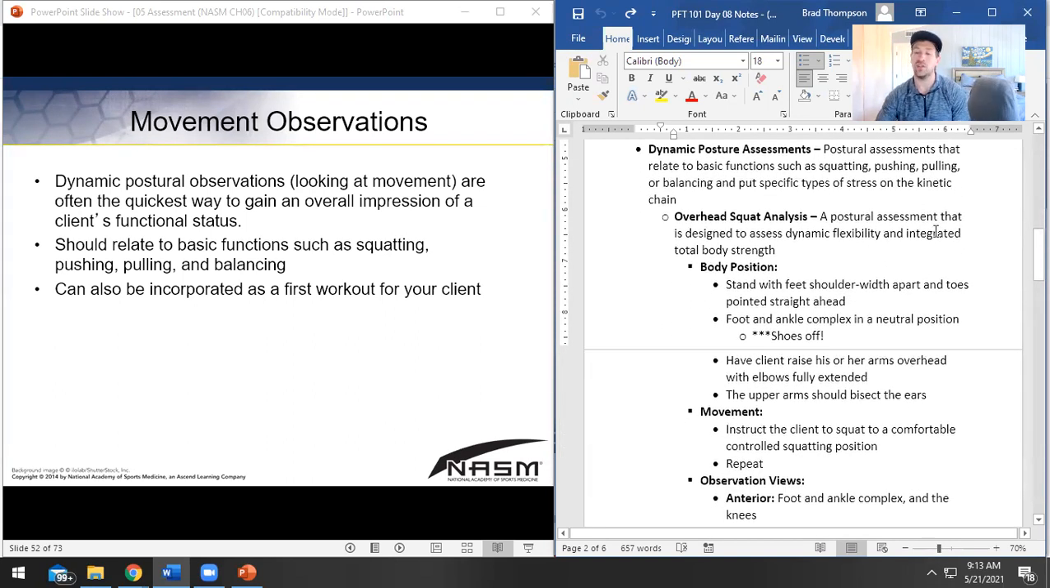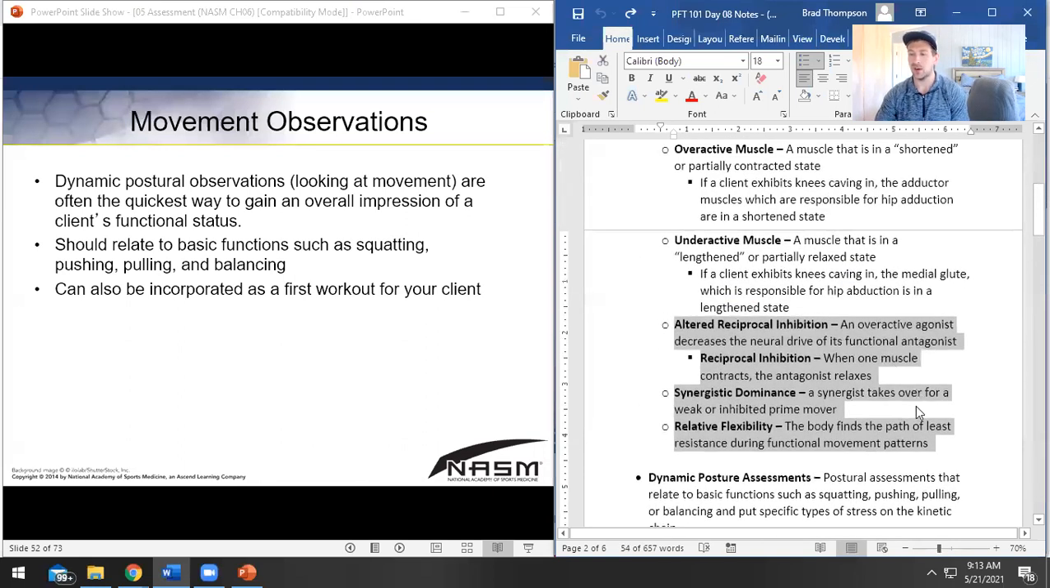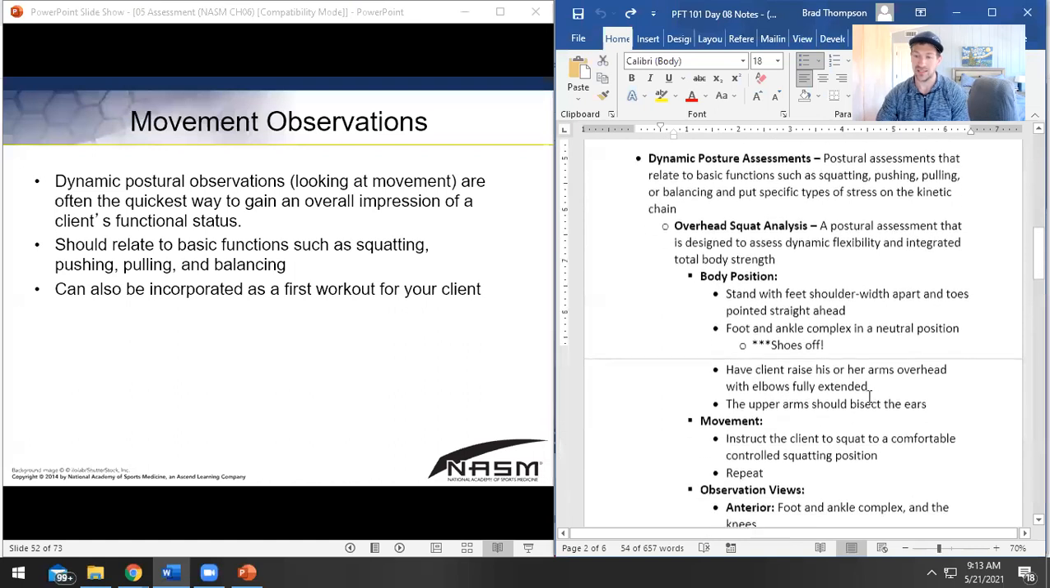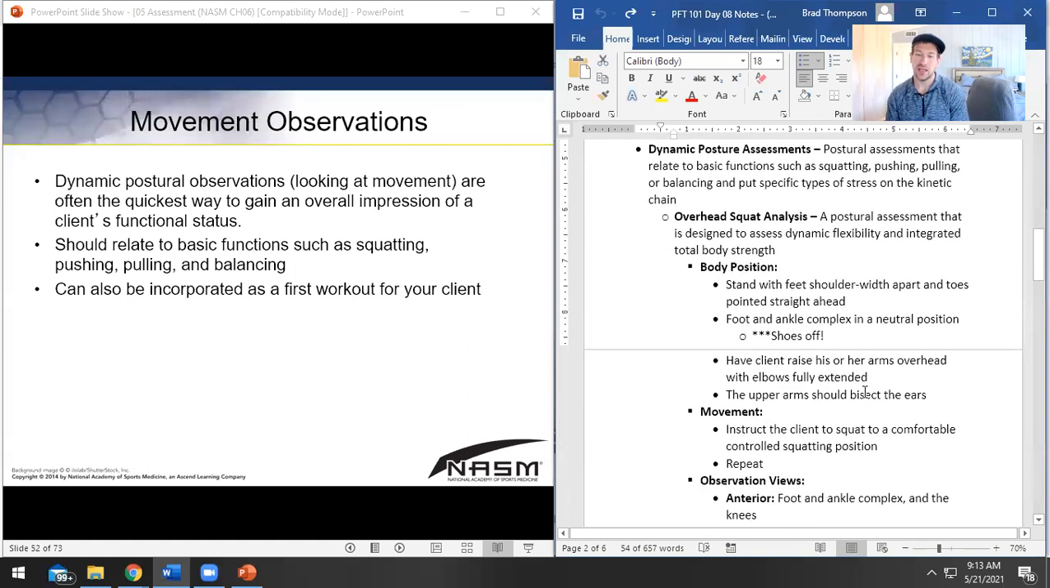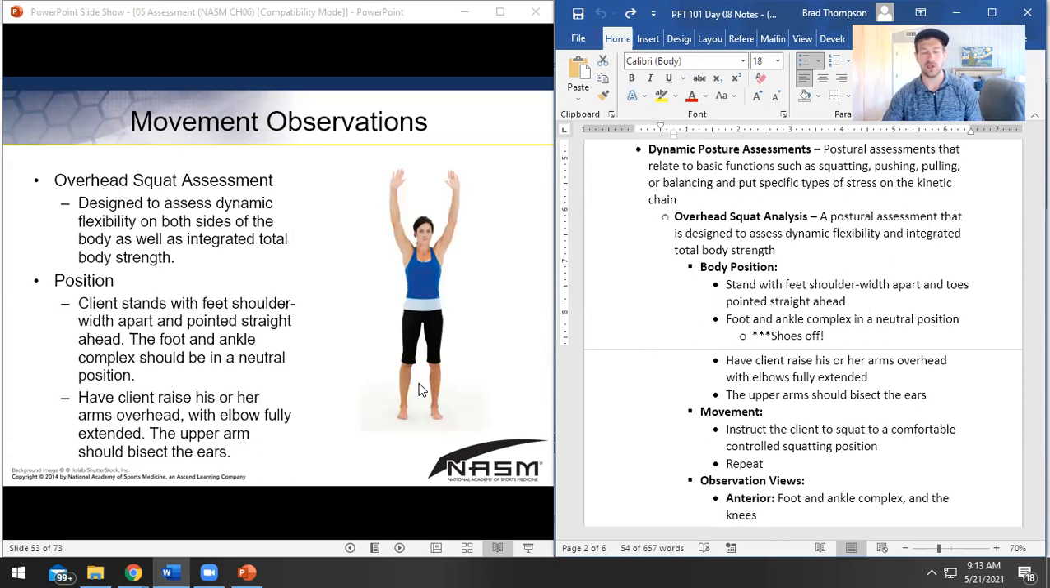So we can spot all of those things. Obviously, we talked about this. We talked about overactive and underactive muscles when we were looking at static assessments the other day, right? But it becomes especially apparent when you perform dynamic postural assessments that involve movement. And so the first one we're going to look at is called our overhead squat.